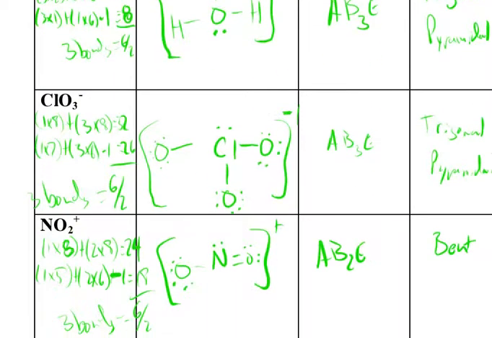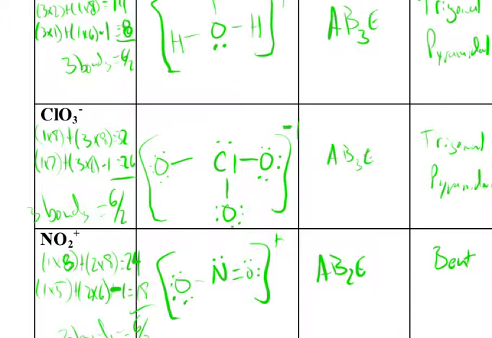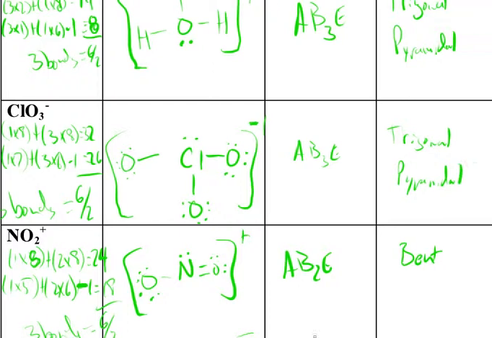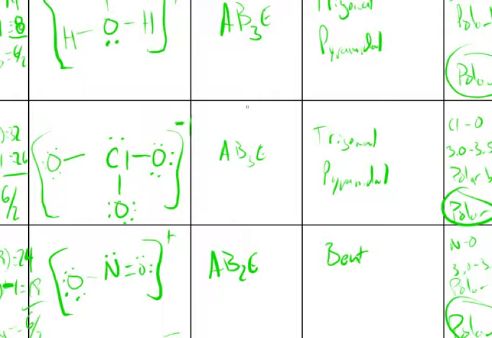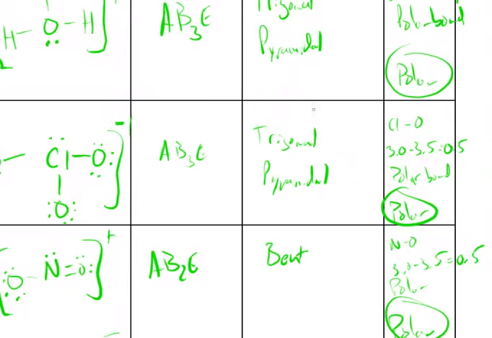If we look at ClO3, math tells us we need 3 bonds. Looks very similar to the one above it, chlorine in the middle, 3 oxygens surrounding it connected with single bonds, and a pair of electrons to make chlorine happy. Our ABE notation is going to be the same as the one above it because we have a central atom, 3 atoms attached to it, and a pair of electrons attached to it. The shape, therefore, is going to be the same as the one above it, trigonal pyramidal.